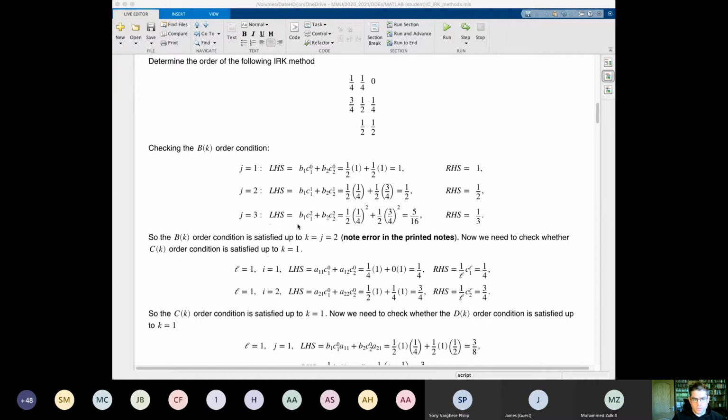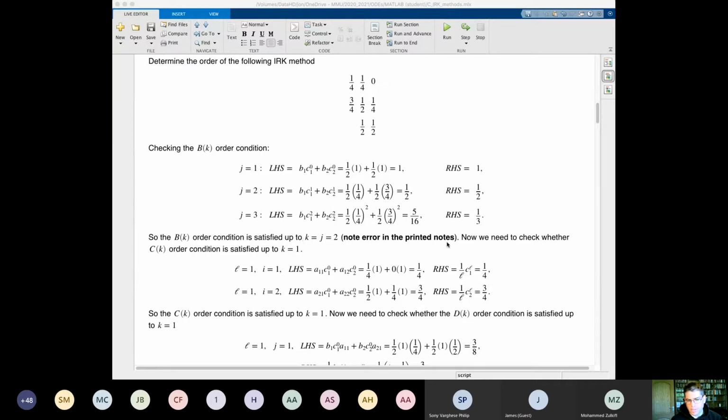Onto j equals 3. Again, we just increment the power of c by 1. So all we do is increment the power of the bracketed number by 1. You can see on the left-hand side we have 5/16, and on the right-hand side we have 1 over 3. So clearly the left-hand side does not equal the right-hand side. So this B condition is not satisfied for j equals 3. The B condition is satisfied up to j equals 2, which is our K.